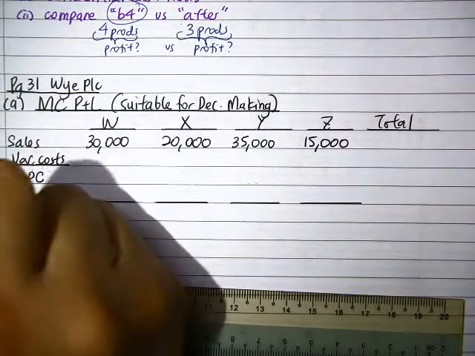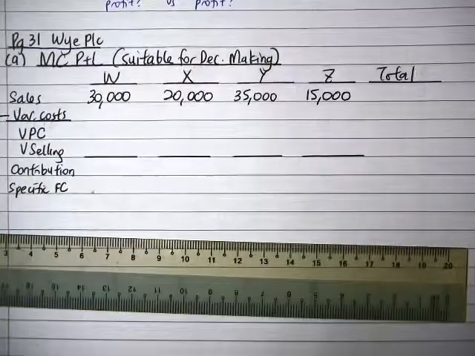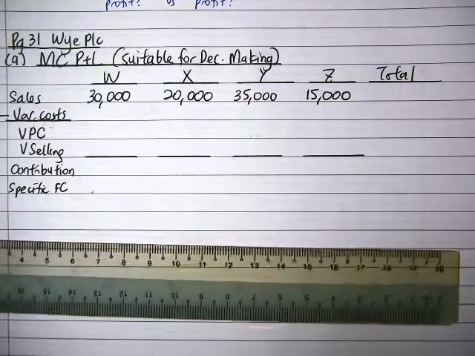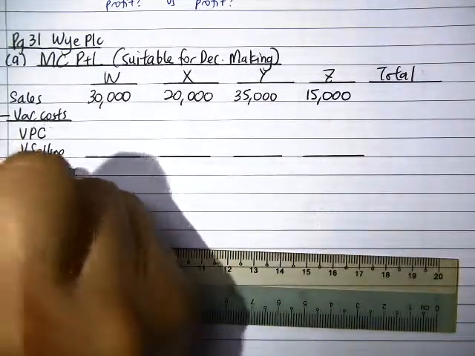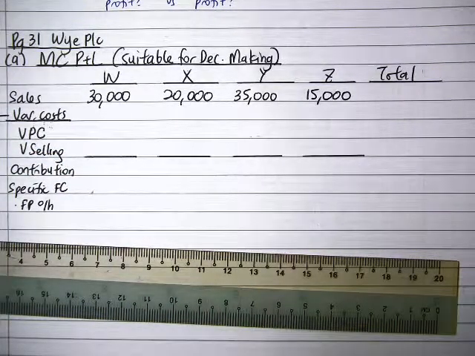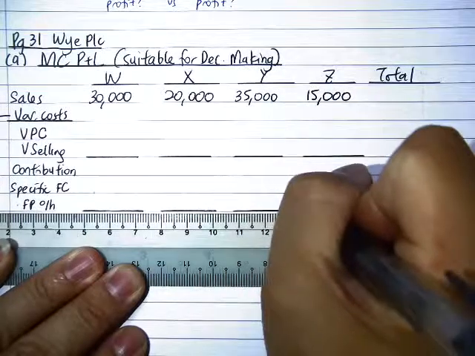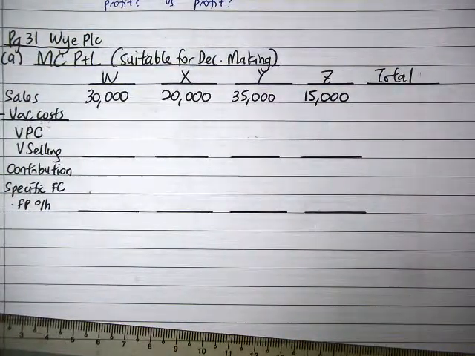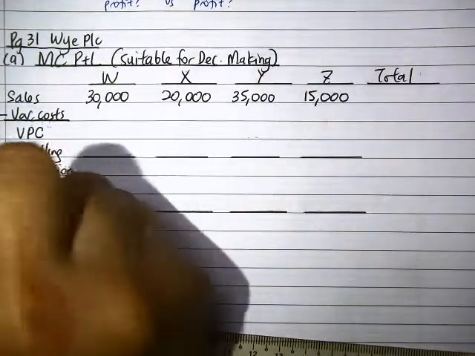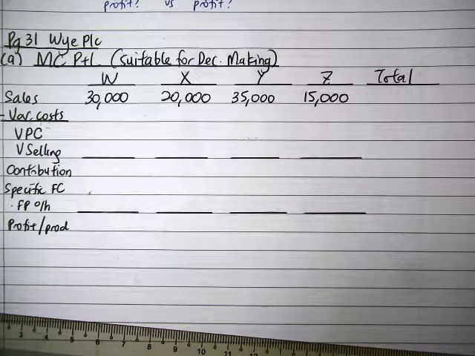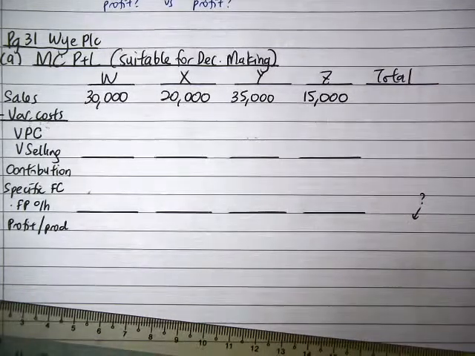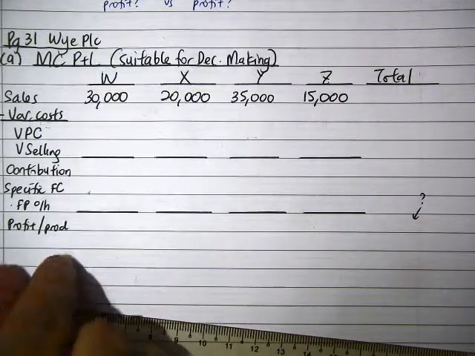Then you minus your specific fixed cost first. Now the specific fixed cost got what? Fixed production overhead. That's it, just fixed production overhead. Selling and admin are all non-specific. That will give you the profit for each product. Now the profit for the products will be added up together so that you get the total. Then from the total you minus off the common fixed cost, because the common cost isn't affected by the product, so we minus it out together as a total.